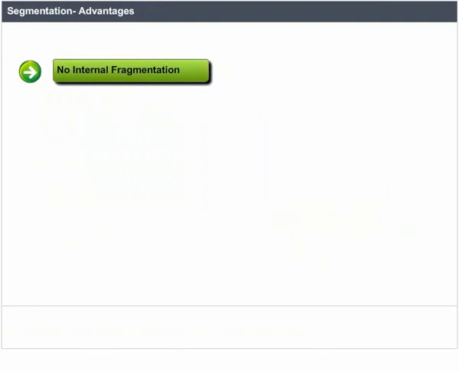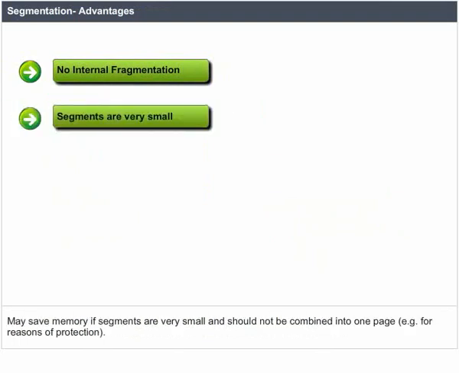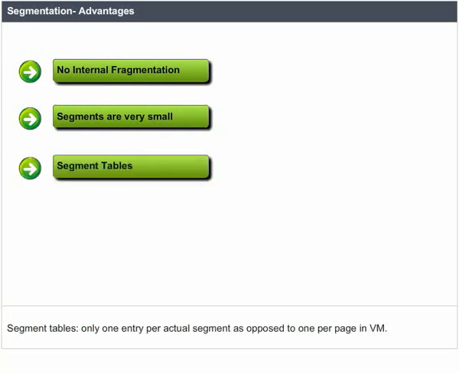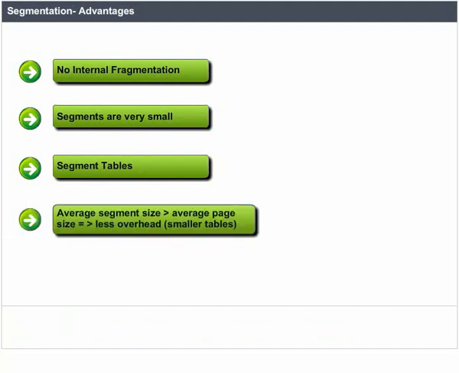Segmentation. Advantages. As opposed to paging, there is no internal fragmentation, but there is external fragmentation. It may save memory if segments are very small and should not be combined into one page, for example, for reasons of protection. Segment tables: only one entry per actual segment, as opposed to one per page in virtual memory. Average segment size is greater than average page size, which means less overhead and smaller tables.